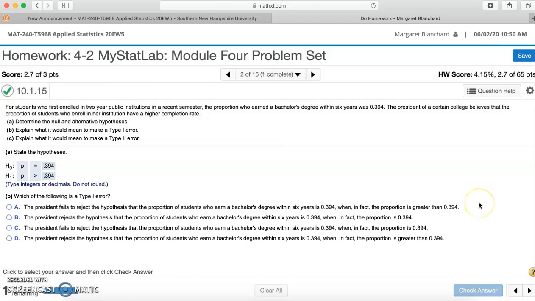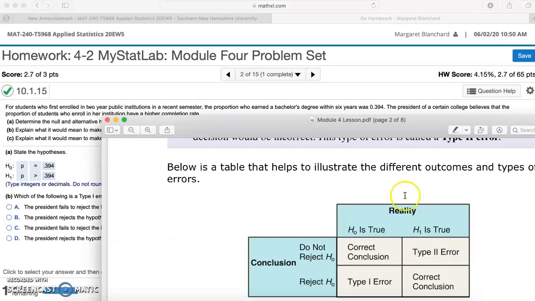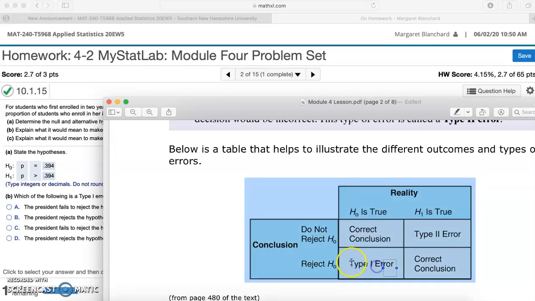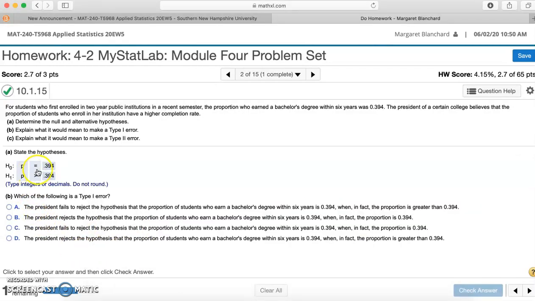Fantastic. Part B, which of the following is a type 1 error? So this is from the lesson last week, the PDF lesson. I love this little table. It's a great way to understand the different types of error. So here we have type 1 error. A type 1 error is when we reject the null hypothesis, but in reality, the null hypothesis is true. So let's take a look. The null is that the proportion is equal to 0.394.